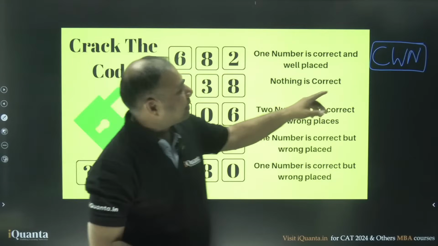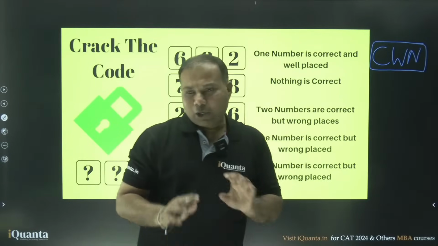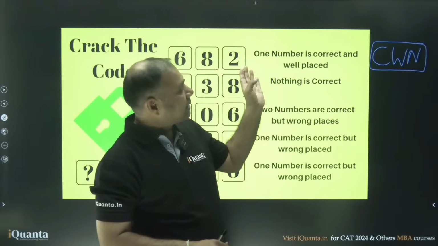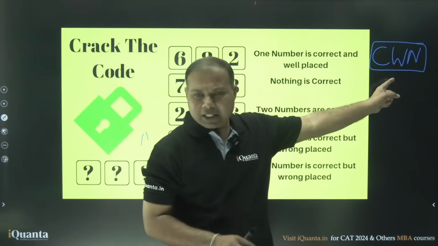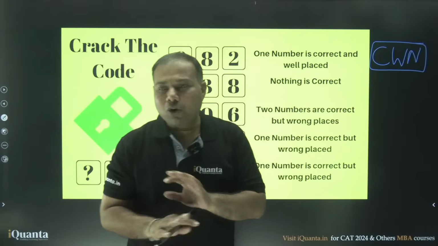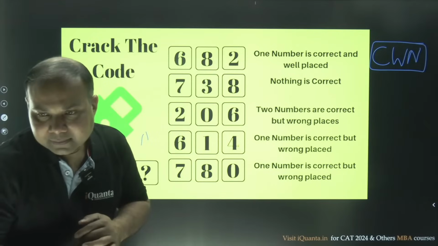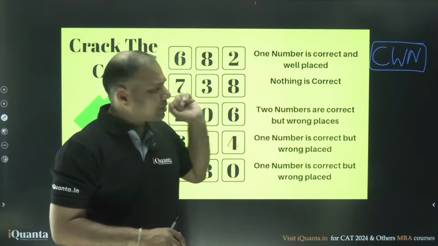See, so I'm repeating. So I have taken this denotation here that C refers to a digit which is correct and well placed also, and W refers to a digit which is correct but wrongly placed, and N refers to a digit which is not there at all. ठीक है, इसको हम use करने वाले हैं, short में, otherwise सारा लिखना बार बार मुश्किल होगा.